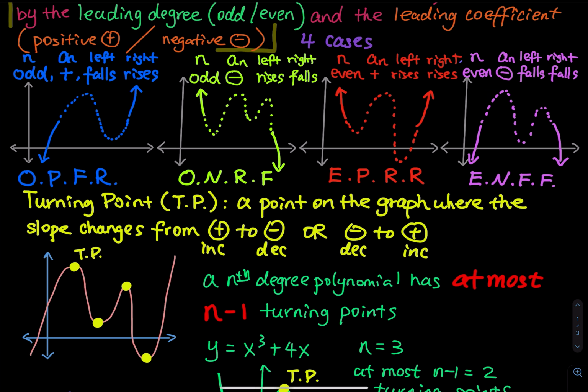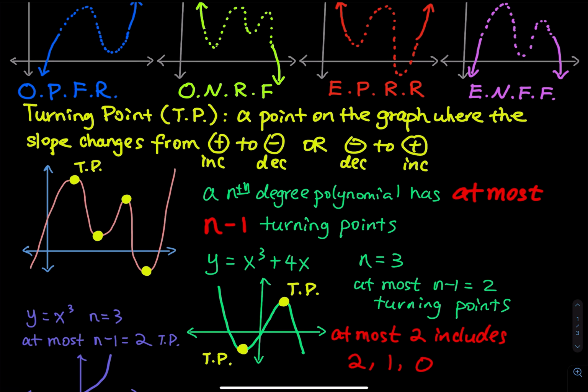Now, let's say you have an nth degree polynomial. How many turning points do you expect to see? So here is the answer. An nth degree polynomial has at most, again, check this out, at most, n minus 1 turning points.